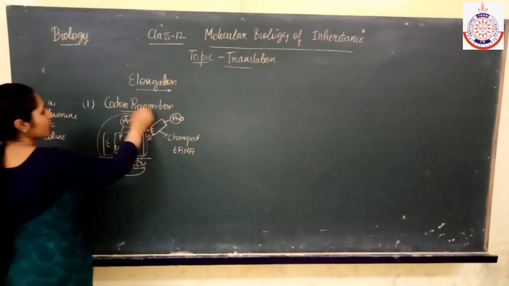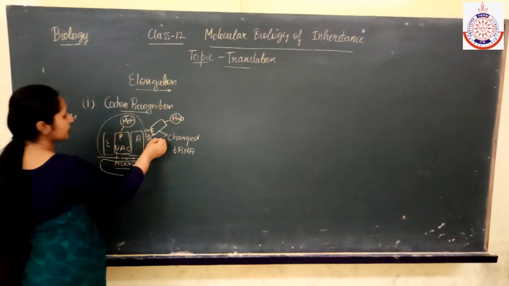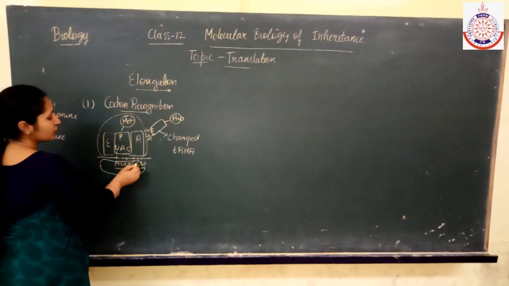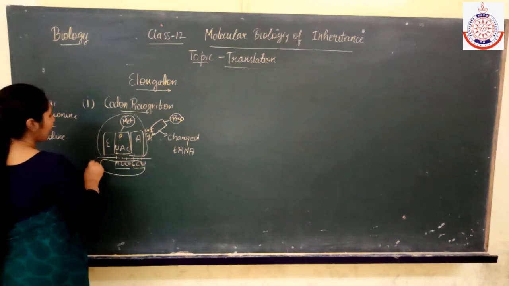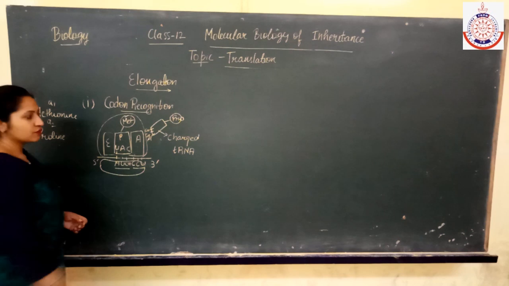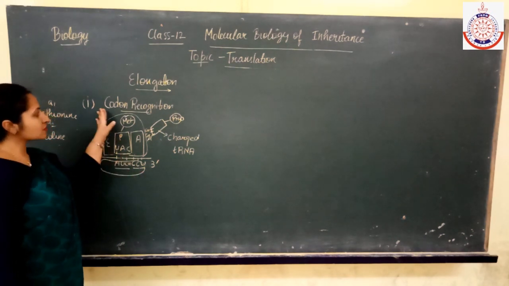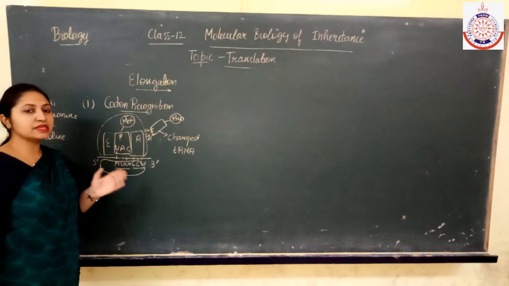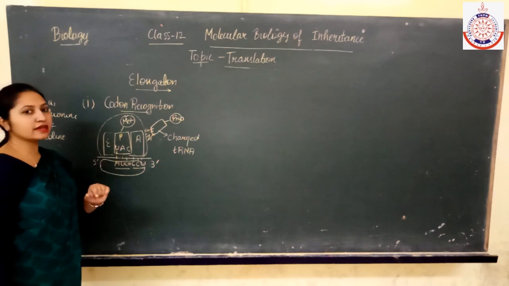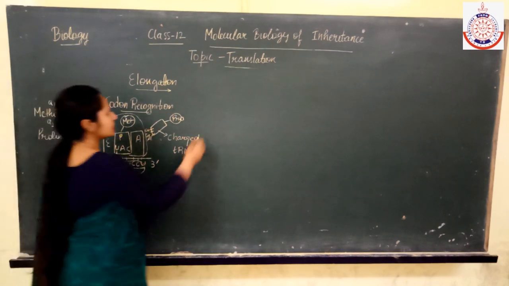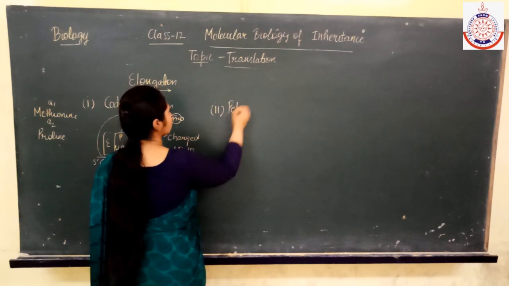So codon recognition means that this charged tRNA will bind with the CCU codon which is present on the mRNA molecule. This is known as codon recognition, meaning the codon is recognized by the charged tRNA molecule. Now the second process is the peptide bond formation.